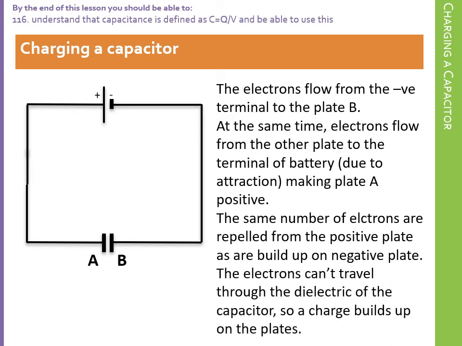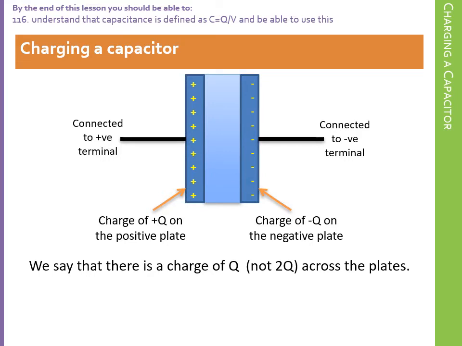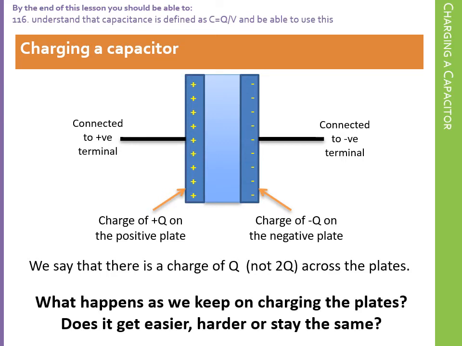Electrons can't travel through the dielectric of the capacitor. You know that there is a dielectric medium between plate A and plate B, so no current can flow through it. So a charge builds up on these two plates. So basically, a capacitor is used to store charge, to store energy. Again, in this picture, you can see we say that there is a charge of Q across the plates. We don't say 2Q, because it has the same charge on both plates, so we will call that Q.